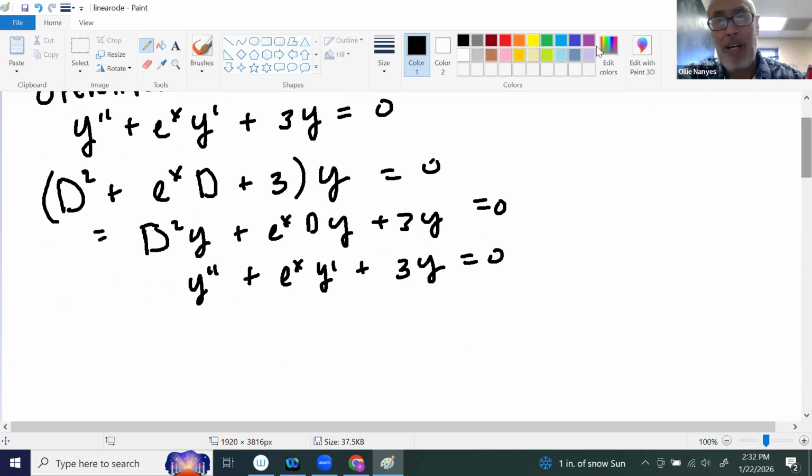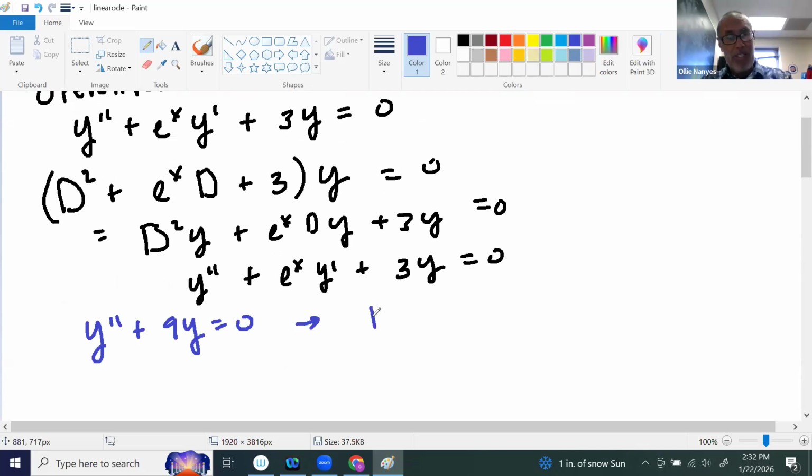Let's do a second example that I've talked about in class. Let's say y double prime plus 9y is 0. This in operator notation could be d squared plus 9 operating on y.